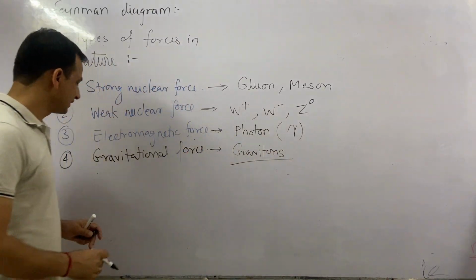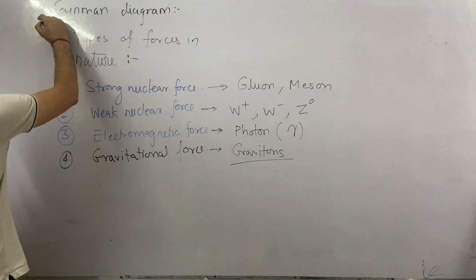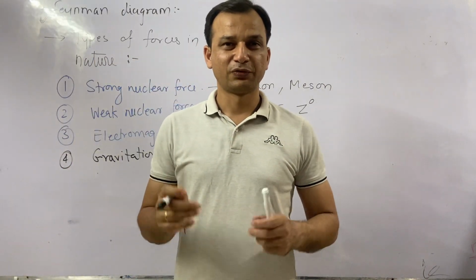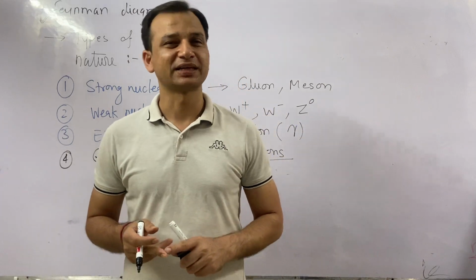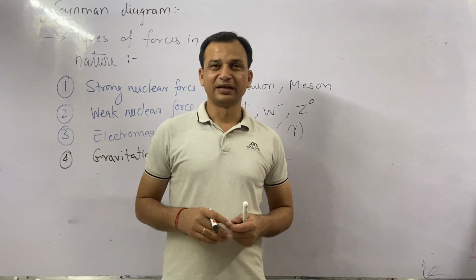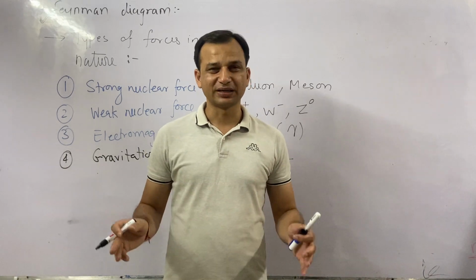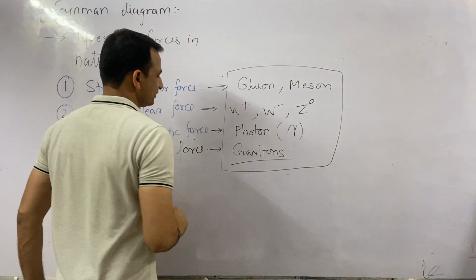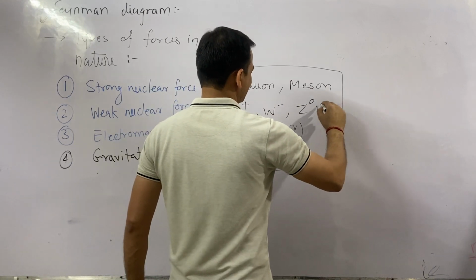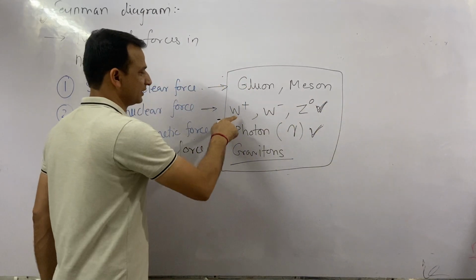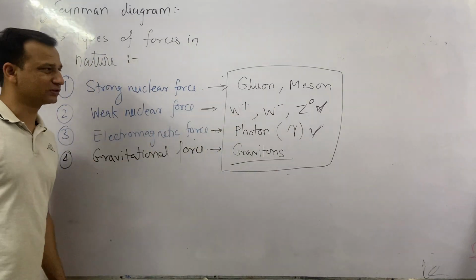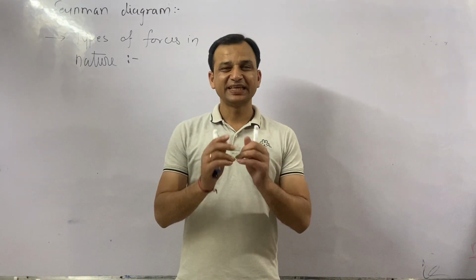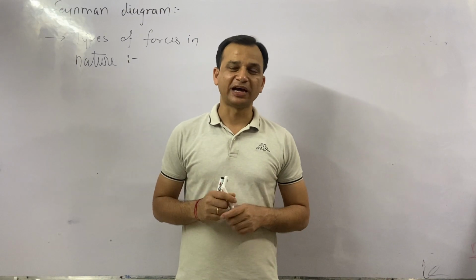But we are not going to discuss the gravitational force in case of the Feynman diagram, because the Feynman diagram is for subatomic particles, for example between proton, neutron, electron, and neutrino, or any other particle. Please do remember this, because we are going to use them, especially the weak nuclear force and electromagnetic force, because they are very frequent. To draw the Feynman diagram, one thing is very important, and that is the time axis.